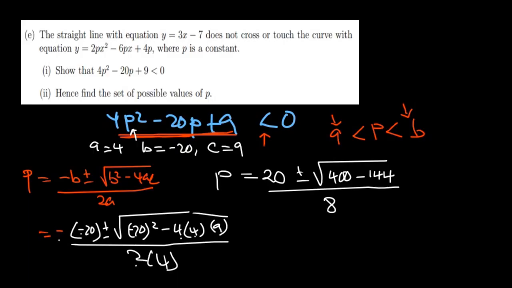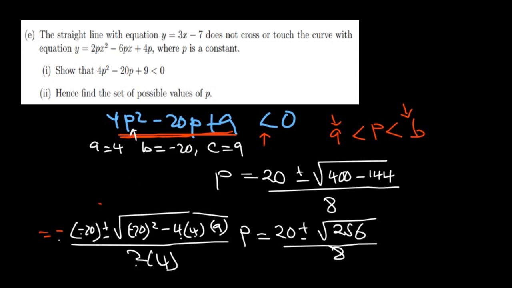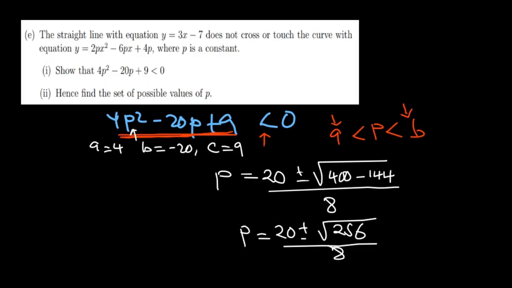So these are the values of p. So p is going to be equal to 20 plus or minus the square root of, what is 400 minus 144? 400 minus 144 is 256. And then we're dividing this by 8. All right, so we can erase this part. So it means p is equal to 20 plus or minus the square root of 256, which is 16, and then we're dividing this by 8. So p will be equal to 20 plus 16 and then divided by 8.